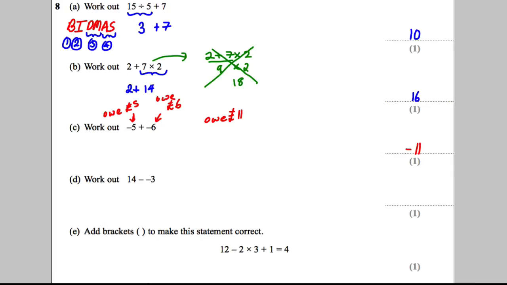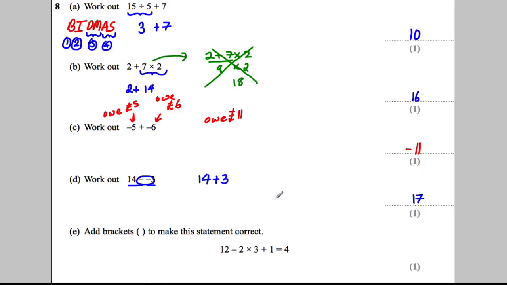Okay, what about this? We've got 4 subtract -3. 4 subtract -3. So when you see two negative signs together, you know that you can think of them as a plus. So that would be thought of as 4 add 3, which is equal to 7.